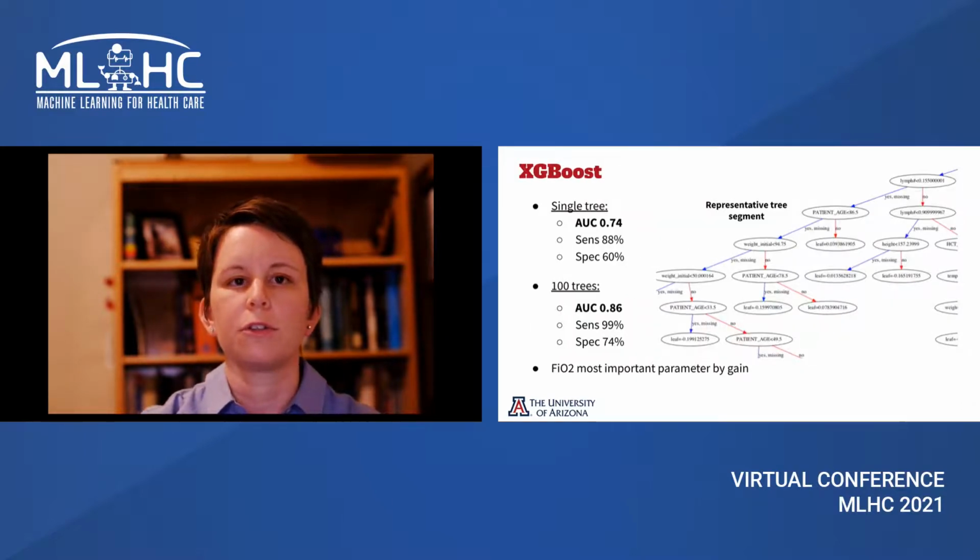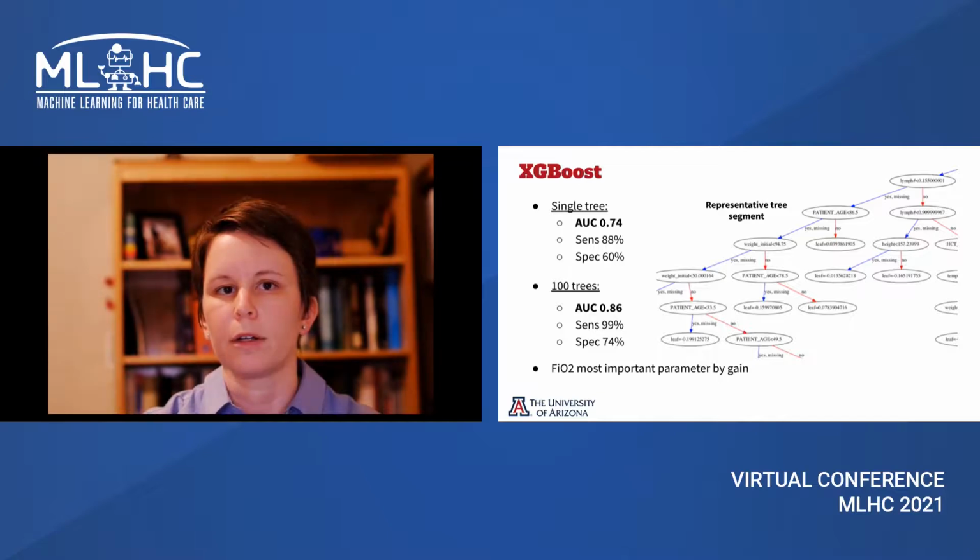These are the results for XGBoost. We initially focused on the sparse model of a single tree. This achieved an area under the curve of 0.74. You can see in this representative segment of the larger tree diagram that the multiple splits allow the model to capture intricacies and dependencies that a linear model cannot.